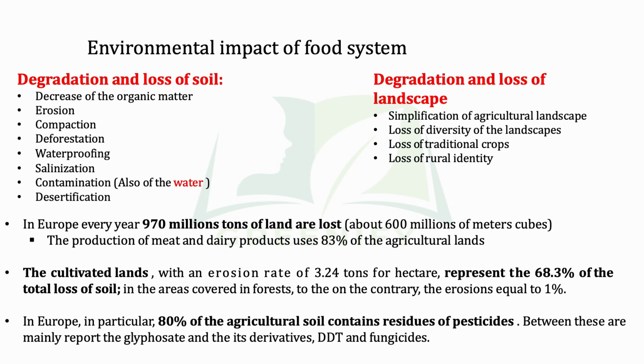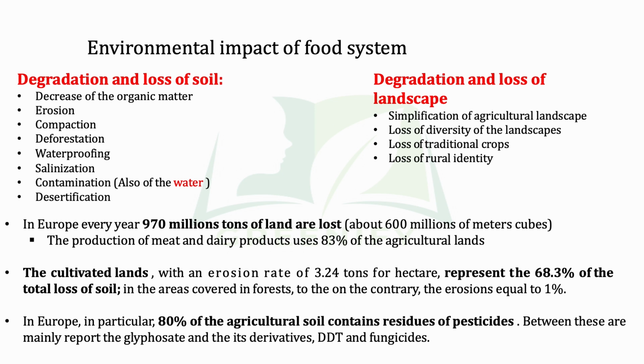Another impact of the food system, based on the current agro-industrial model, is soil degradation and loss. Industrial agriculture and the use of pesticides cause a reduction in organic matter, erosion, compaction, deforestation, and waterproofing, which, in extreme cases, leads to flood risk by increasing the speed of water flow over surfaces, and furthermore, salinization, water contamination, and desertification. Another phenomenon is the degradation and loss of agricultural landscapes, for example, through monocultures with the resulting loss of rural identity. All these phenomena cause the loss of 170 million tons of soil in Europe every year.